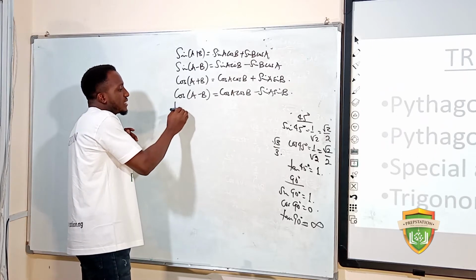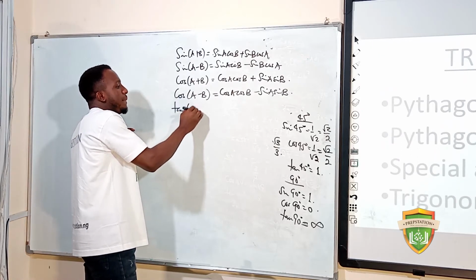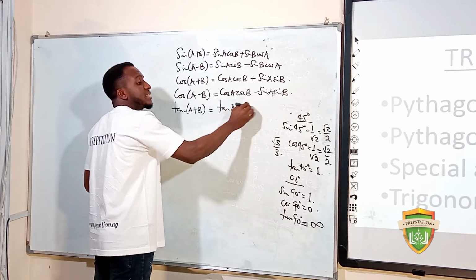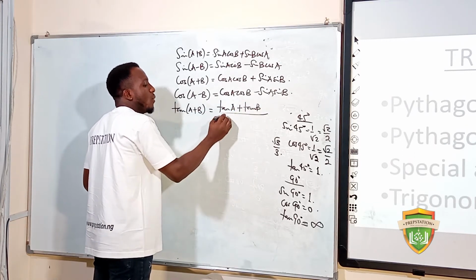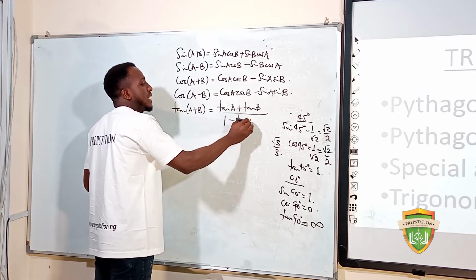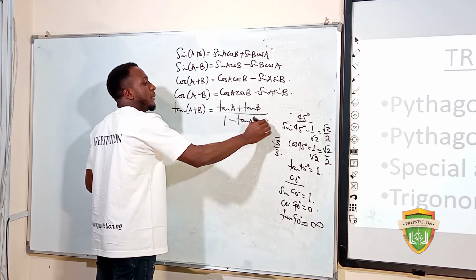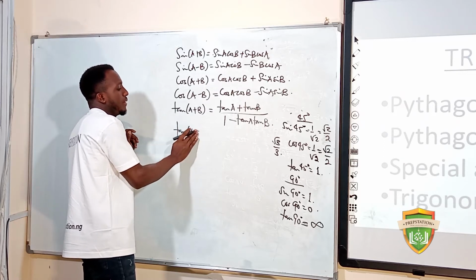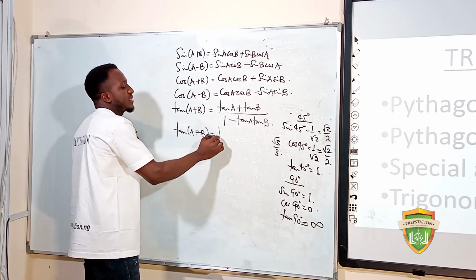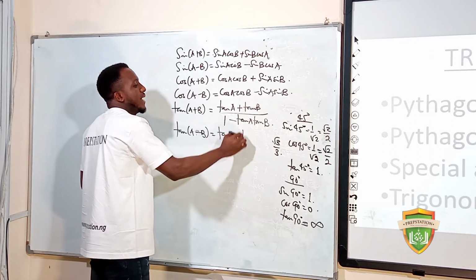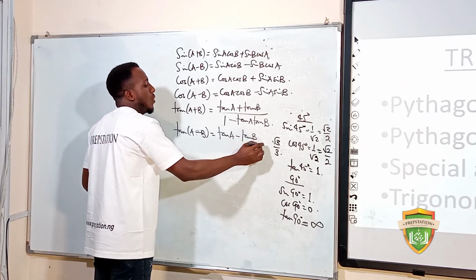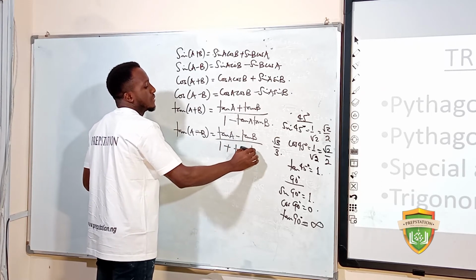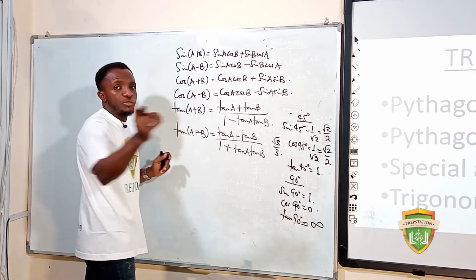Now, the next we're going to is tan. Tan A plus B is tan A plus tan B over 1 minus tan A tan B, okay? While tan A minus B is tan A minus tan B over 1 plus tan A tan B. Let me just prove one for you.